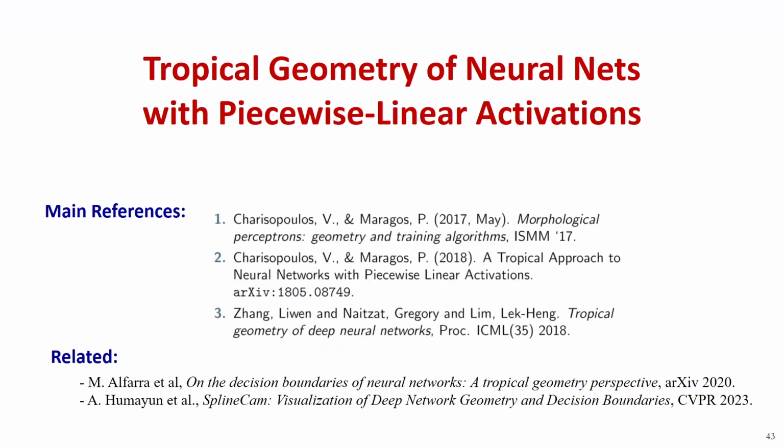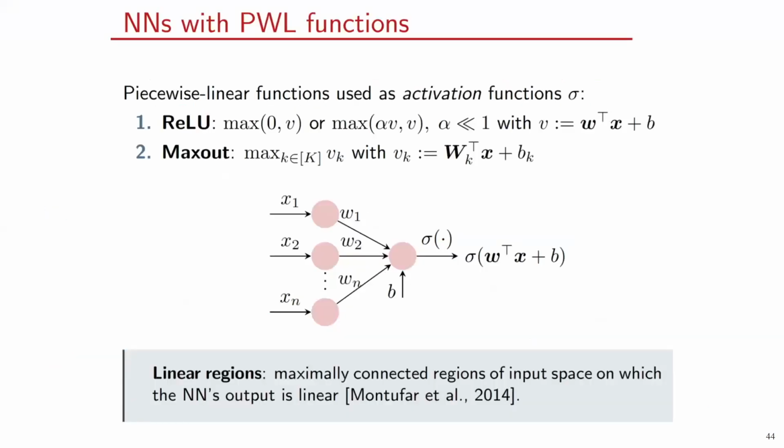Now, the first class of neural nets that has essentially attracted the attention of tropical mathematics is neural nets with piecewise linear activations. Examples include the ReLU, the rectified linear unit, where the activation is the simple function max of 0 and v, or the leaky ReLU, where we have the maximum of alpha v comma v, where alpha is a very small constant less than 1. And v actually is the linear combination of the inputs to the neural net.